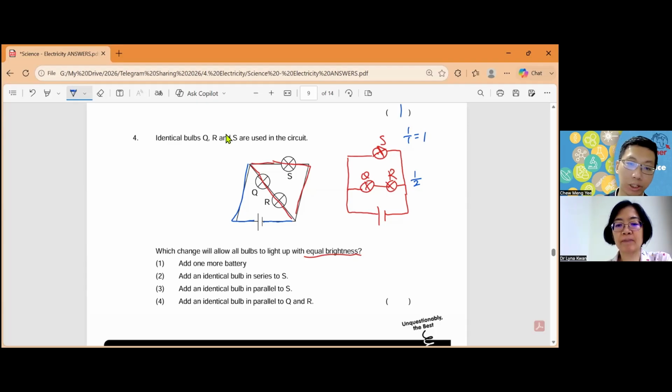Okay, let's go through the options. If I add one more battery, what does that do? It just causes all the light bulbs to become brighter. It does not make them equally bright. So option 1 is wrong.